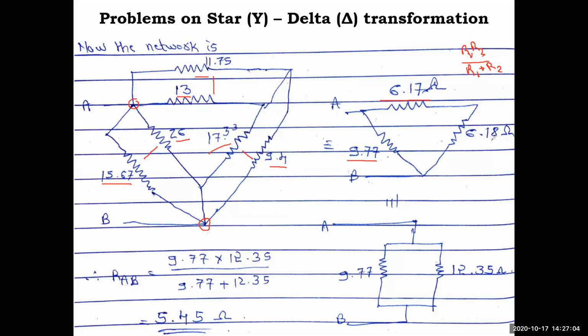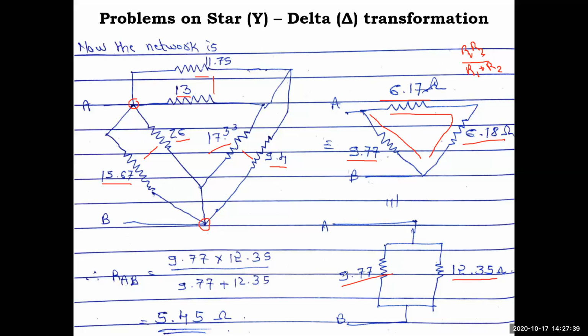Then 17.33 into 9.4 divided by 17.33 plus 9.4, so you got 6.18. Now you get a network like this. Now how it looks between A to B: this is one branch, and this looks like another branch. In this branch two resistances are connected in series, so we can add them. So 9.77 as it is I have written, and these two, 6.17 and 6.18, I have added. It gives you 12.35 ohm series resistance.